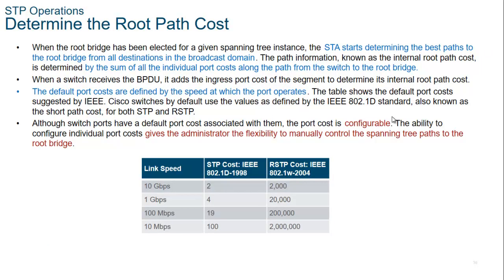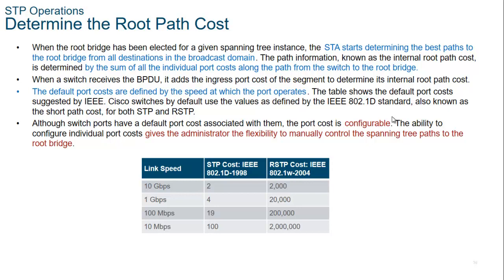Now that you have elected the root bridge, you have to determine the root path cost. When the root bridge has been elected, the STA starts determining the best path to the root bridge from all destinations in the broadcast domain. The path information, known as the internal root path cost, is determined by the sum of all the individual port costs along the path from the switch to the root bridge.